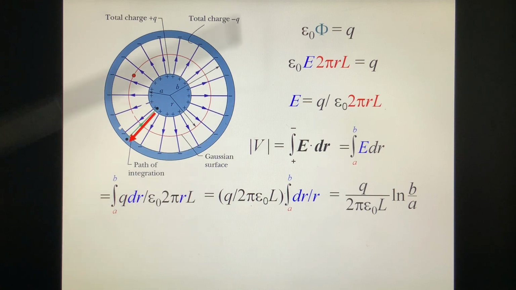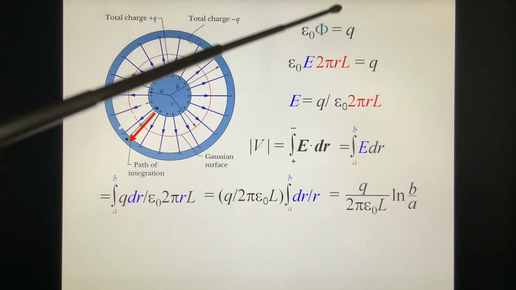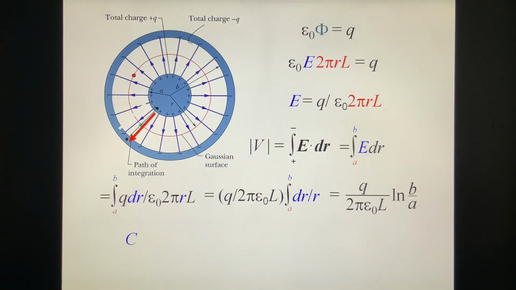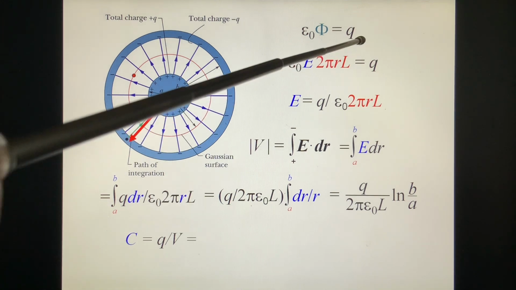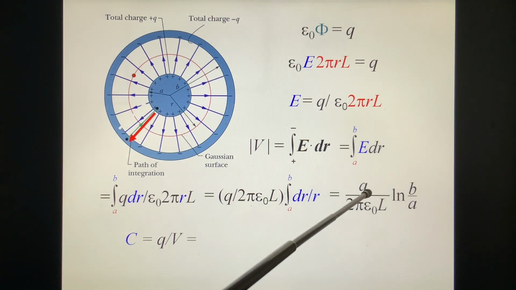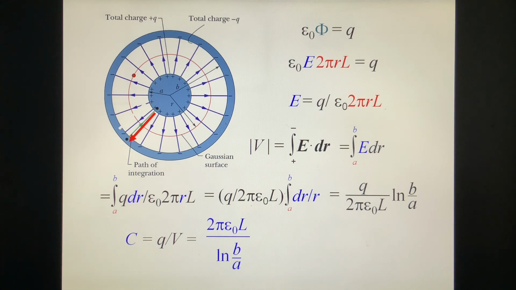We have V, we have Q, then we have C. C equals Q over V. The Q cancels out, and C becomes 2 pi epsilon 0 L over log of b over a. See, the C is completely determined by geometry: log of b over a, and L. It has nothing to do with the V applied to it.